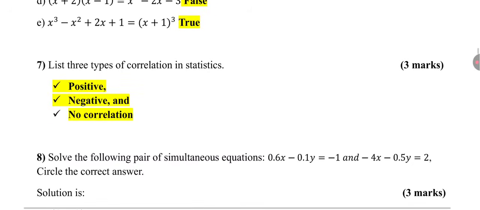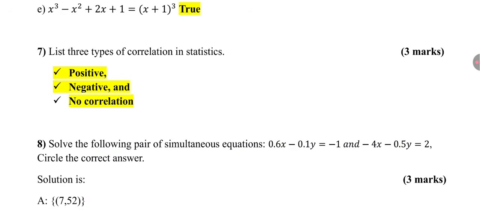Then list 3 types of correlations in statistics. You have positive, negative, and no correlation.